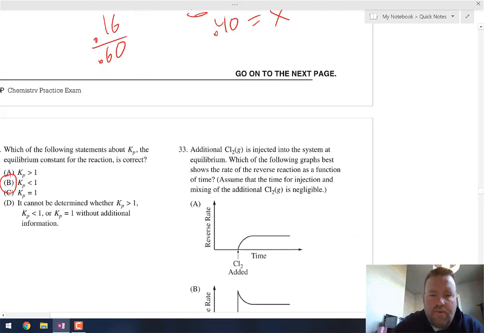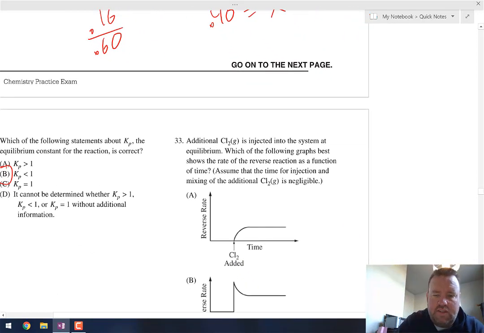Okay, number 33. Some additional chlorine is injected into the system at equilibrium. So chlorine is a product. When you add a product, we know that the reaction is going to shift to the left, which means the amount of chlorine that you added is going to go down a little bit, but it's going to stay higher than where you started.